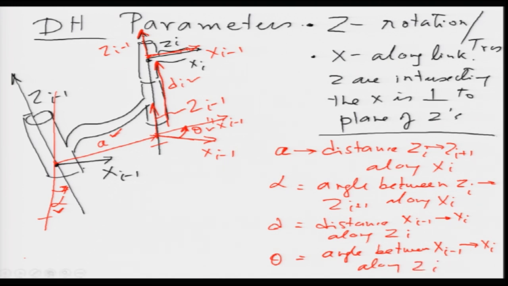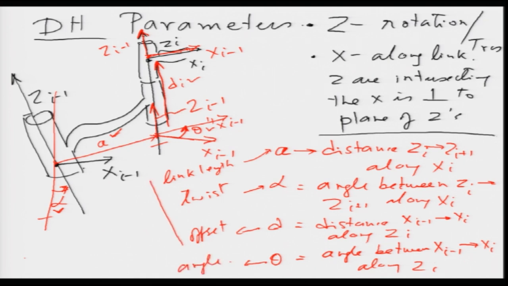So essentially these are four parameters which are called the DH parameters. This a is called the link length, alpha is called the link twist, d is called the offset distance between the two origins, and theta is the link angle. So in a revolute joint system, three of these are going to be constants, the only variable is going to be an angle. So for a revolute system, the variable is the joint angle.